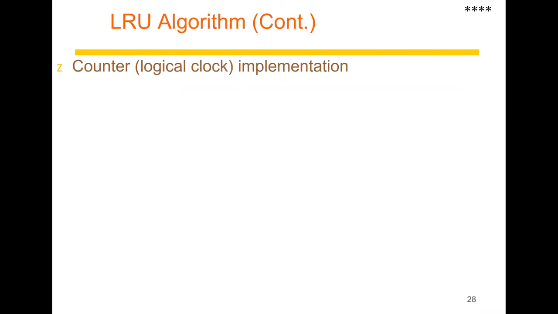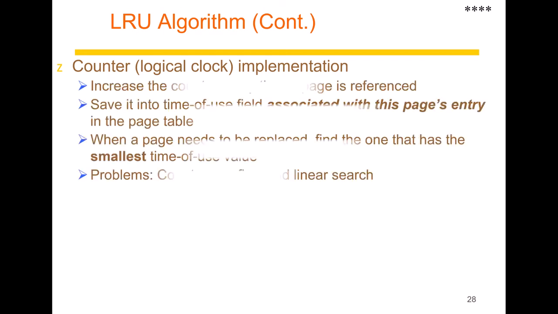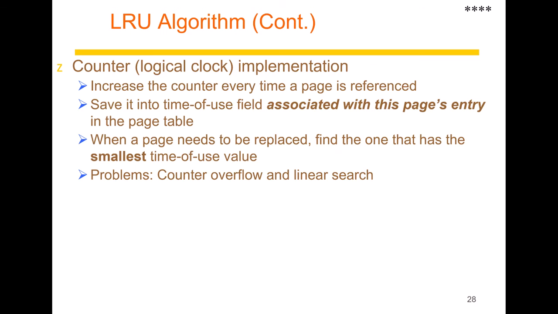Okay, actually we can use the counter-based implementation as we did in the first in first out. So in this case, what will happen, we will increase the counter every time a page is referenced. We are going to associate a counter with each page entry, and when a page needs to be replaced, similarly we will find the one that has the smallest time value. Basically, for a long time it has not been used. Okay, and of course there are some issues with that one. It will cause some overflows in the counters and things like this.